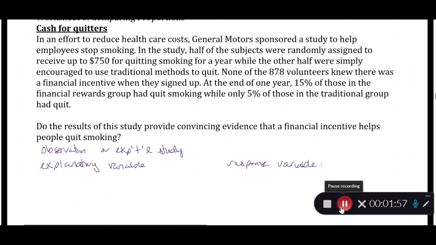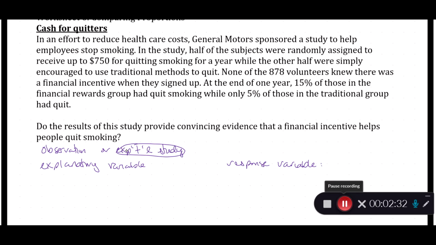This is an experimental study. It's an experimental study because we are doing random assignment of participants to one of the two groups. Some participants are being assigned to a financial incentive to quit smoking, and others are randomly assigned to just be encouraged to use a traditional method. So, because we have that manipulation of what level of the explanatory variable people are getting, there is an experimental study going on. That way, we are eliminating confounding variables in terms of what is helping motivate people to quit smoking.